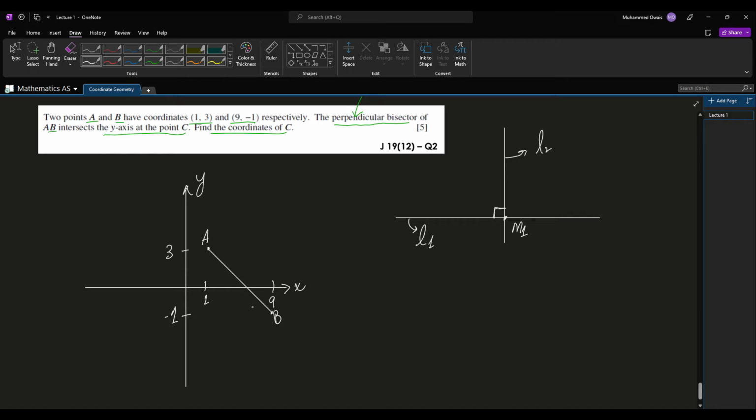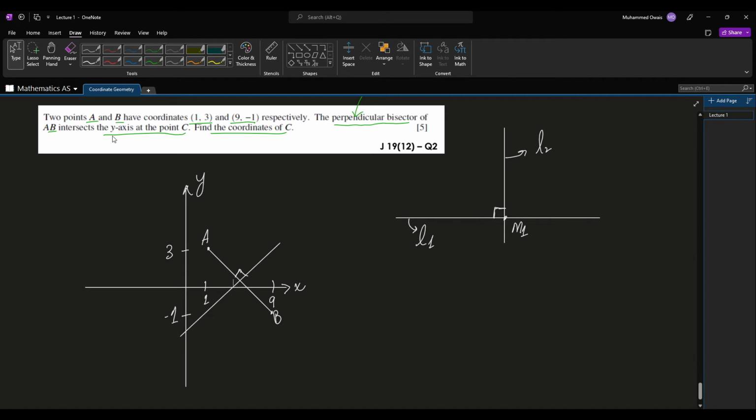Okay, now that we have a line, it is telling us that there is a perpendicular bisector to line AB. Basically, it is saying that there is a line that is intersecting AB at the middle point, and that line which is intersecting AB at the middle point is cutting the y-axis at a point C. Let me draw it for you. So let us draw a line like this. See, this line is cutting AB in the middle, thus fulfilling the condition of it being a perpendicular bisector.